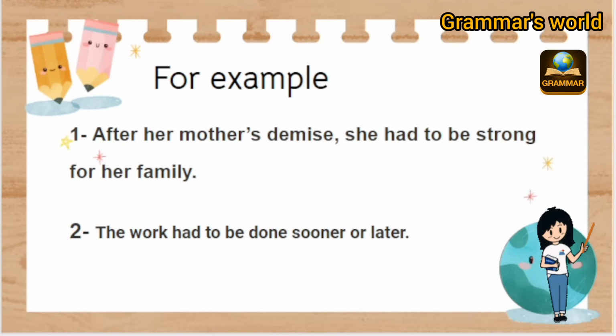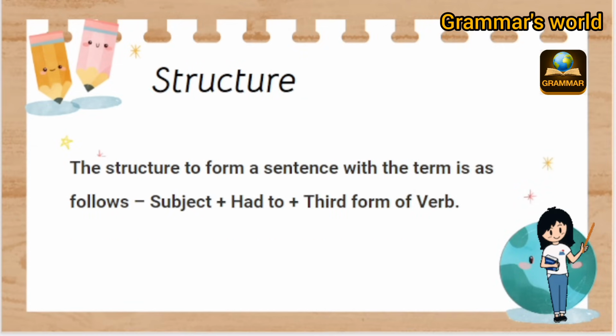For example, after her mother's demise, she had to be strong for her family. The work had to be done sooner or later. In this example, it is observed that the work done by the subject in the statement is the necessity of the time. The term had to is the second and third form of the verb and is used for the past tense. The structure to form a sentence with the term is as follows: subject plus had to plus third form of verb. These terms can be used in three kinds of ways: affirmative, negative, interrogative.